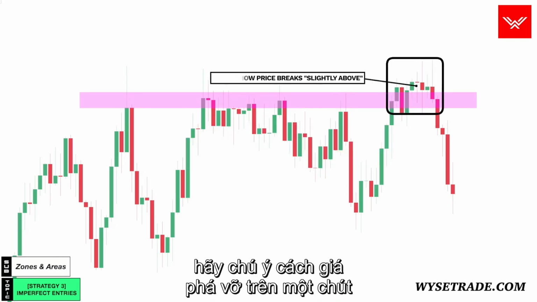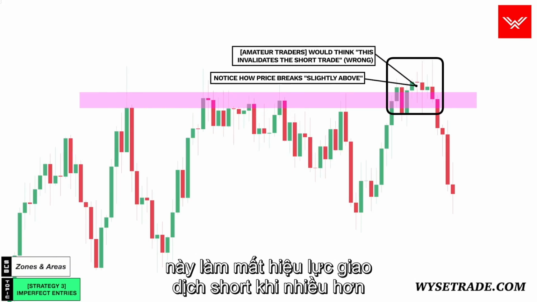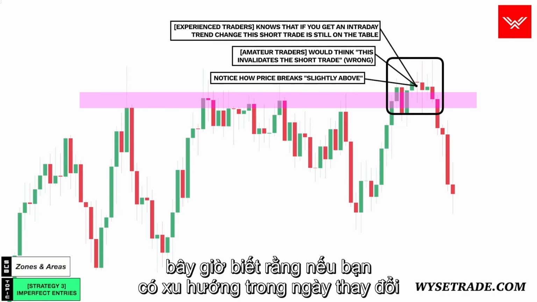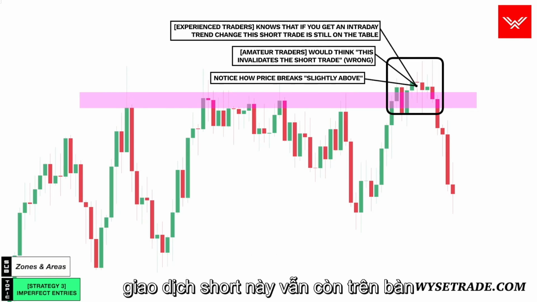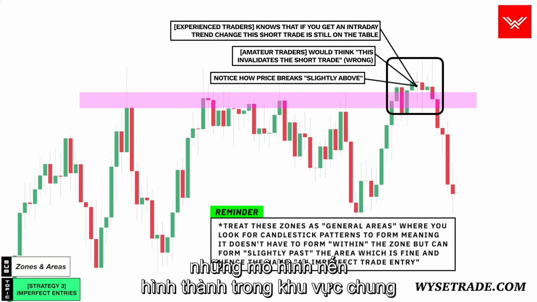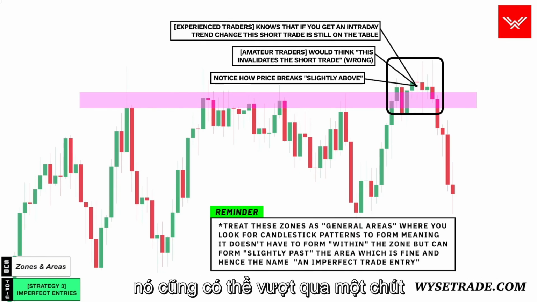because notice how price breaks slightly above. An amateur trader would then think this invalidates the short trade, where a more experienced trader, like you are now, knows that if you get an intraday trend change, this short trade is still on the table. Remember that you are looking for candlestick patterns to form in the general area. It doesn't have to be within the zone you created. It can go slightly past as well.